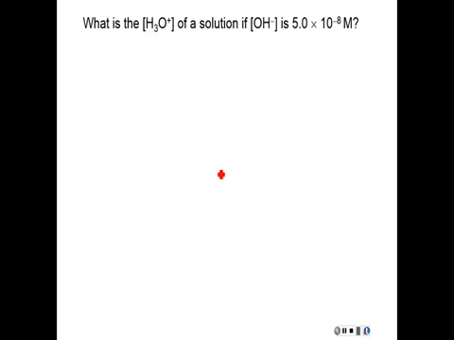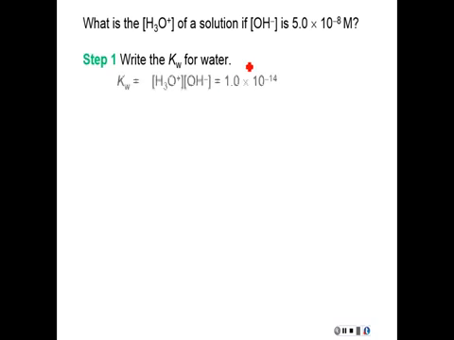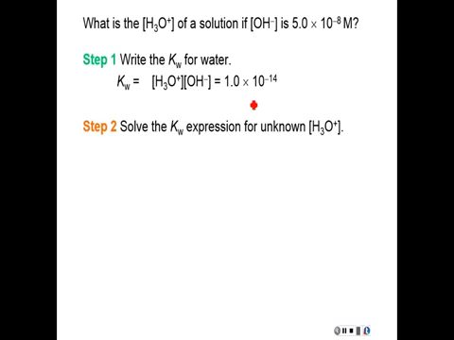So let's take a look at a sample question now. What is the hydronium concentration of a solution if the hydroxide is 5.0 times 10 to the negative 8th? Right, so what we're going to do first is write the constant for water. Kw equals hydronium times hydroxide, and that's our value. Then we're going to solve the expression for the hydronium concentration. So if I want to solve this for hydronium, that means I'd have to divide both sides by hydroxide.